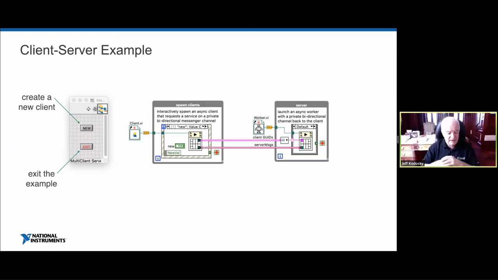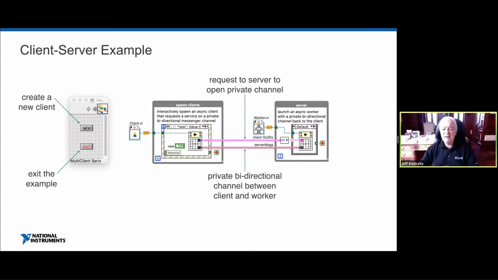So here's the diagram. Every time I hit the new button, I spin up a new client, which sends a message to the server. The server then spins up an asynchronous worker, and the worker and the client communicate on their private bidirectional channel that is defined by this GUID. The client initiates the request for service by sending its GUID to the server, and the server launches a worker and then provides this bidirectional secure channel between the client and the worker.